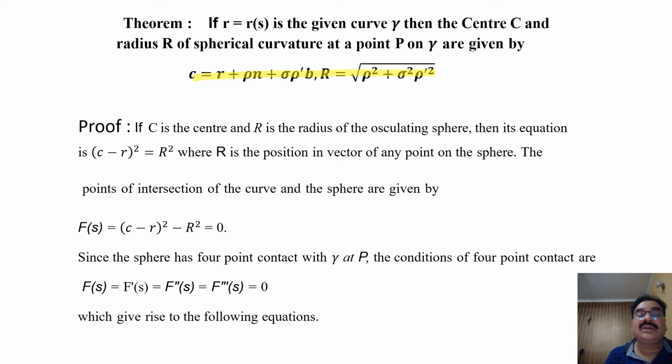If C is the center and R is the radius of the osculating sphere, then its equation may be written like this. Okay, and the points of intersection of the curve and the sphere are given by this, which is easy to say here. Since the sphere has 4-point contact with gamma at P, the conditions of 4-point contact are, up to the third derivative, f(s) is equal to f dash s is equal to f double dash s is equal to f triple dash s is equal to 0, which give rise to the following equations.